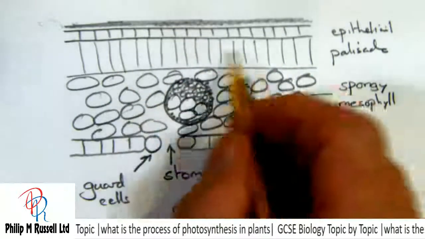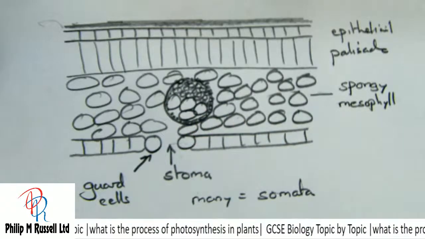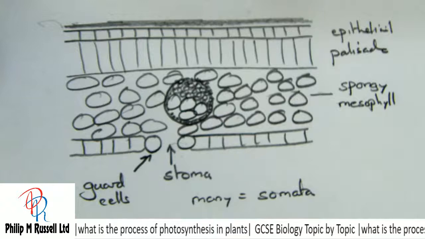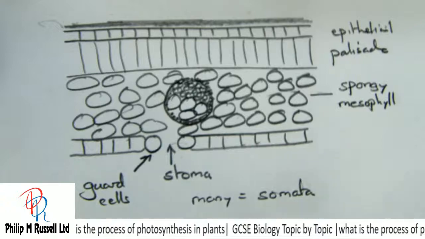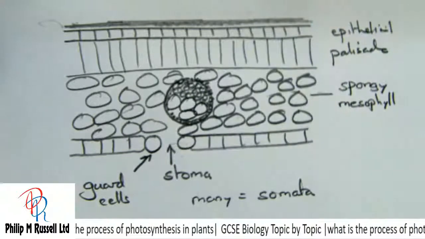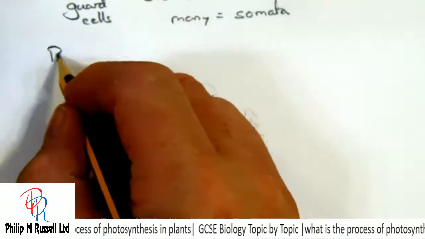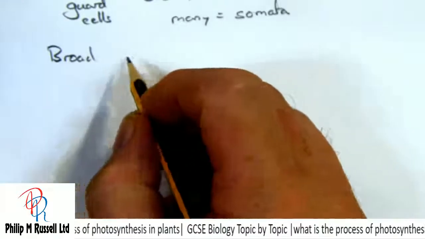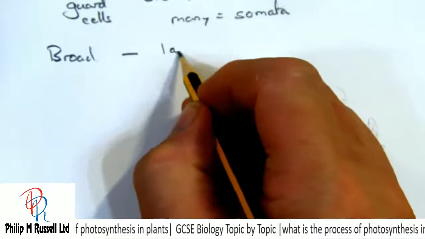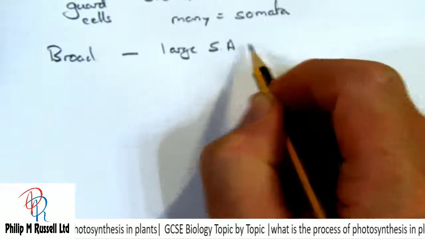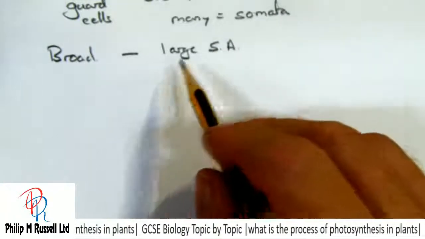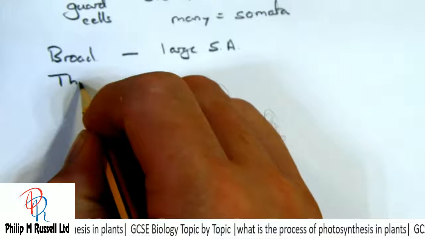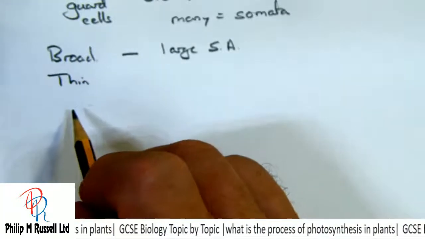So this is our basic structure of a very typical leaf. We can look at various properties of these leaves. The properties of our leaves, typically they are broad. This gives them a large surface area for photosynthesis, where an enormous amount of light can fall on. Typically, most leaves are also thin.